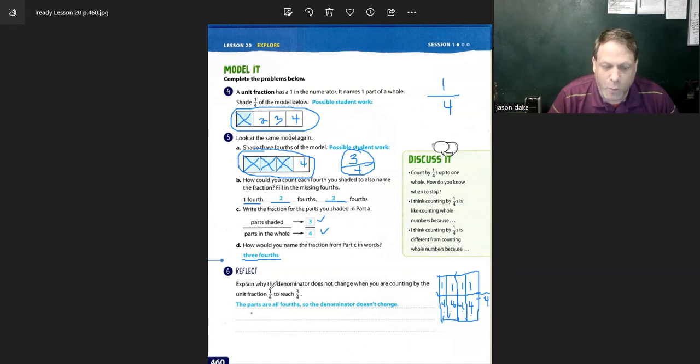So we need to go from 1/4 to 3/4. So we add 1 plus 1 plus 1. Don't count this one because we're only reaching the shaded areas that we're using. We've already used 1, 2, 3. So 3/4, and we're just going to leave the denominator alone. So the answer to number 6: the parts are all fourths, so the denominator does not change.